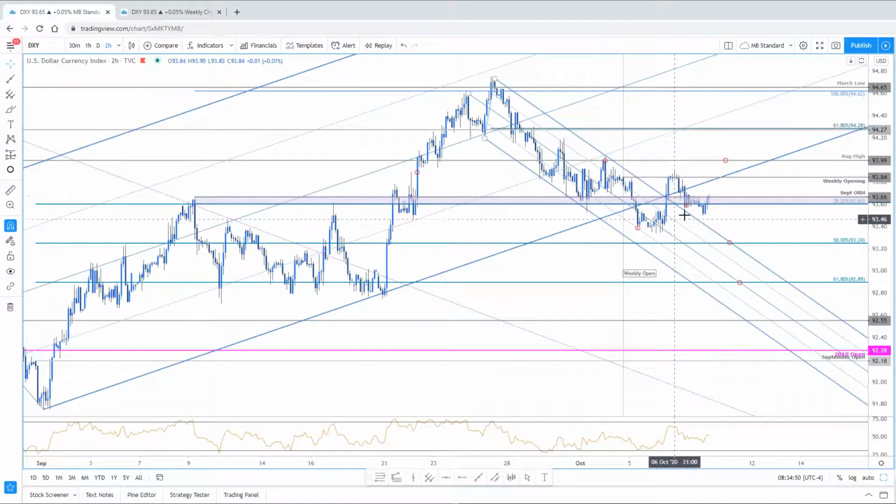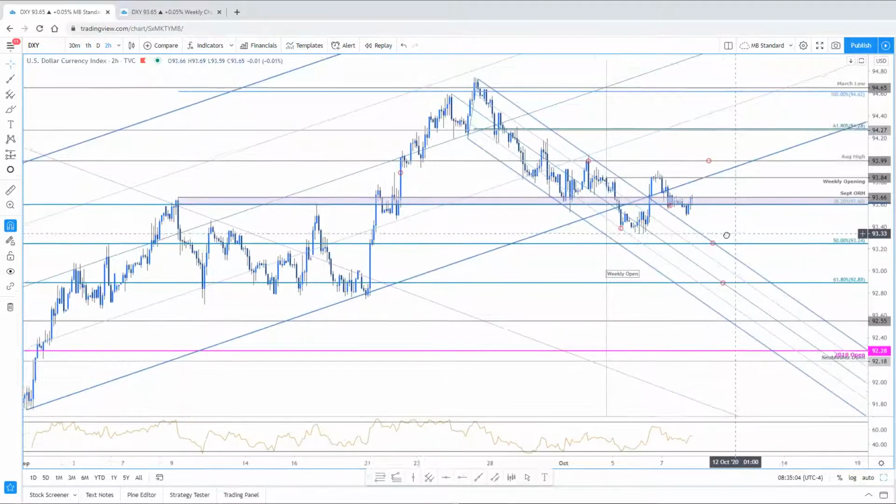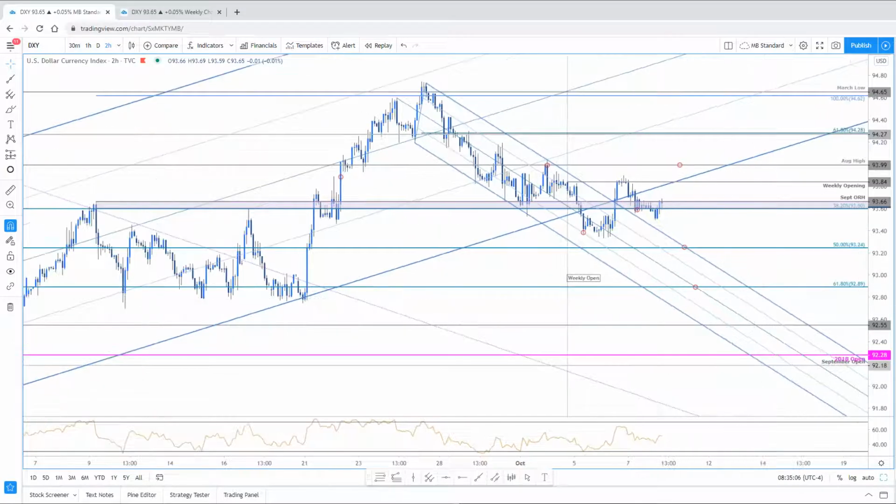But at the end of the day, if this corrects lower, guys, we're going to see 93. And I don't want to be too stringent. We're way too early in the month, way too early just in the quarter for us to get too aggressive. So that's the look on DXY. It's a little hairy here.